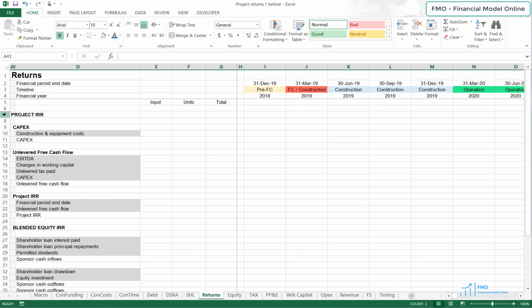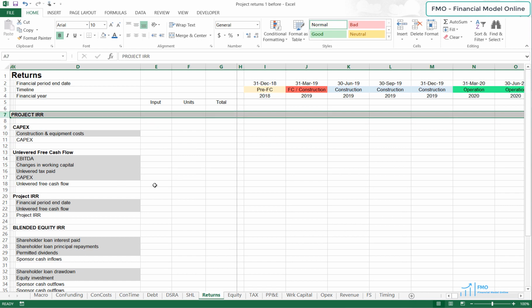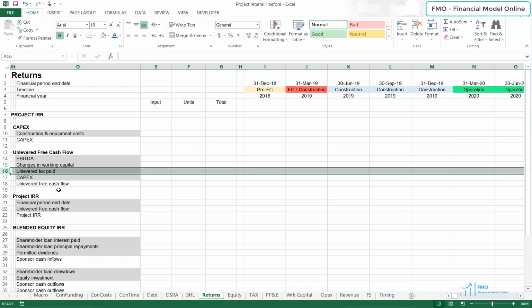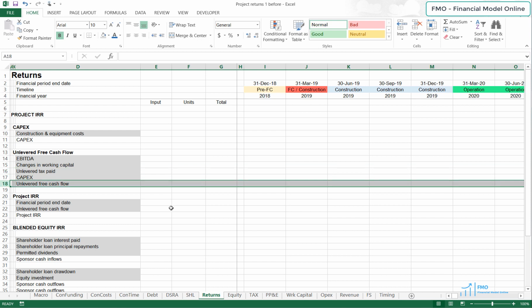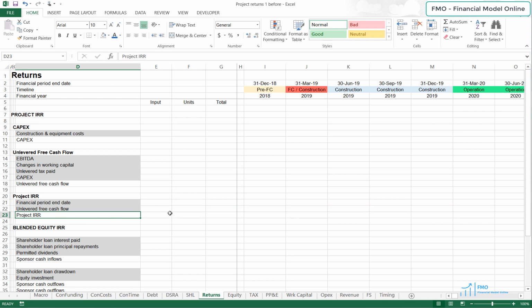However, when it comes to the project IRR, what we have to do is calculate the unlevered tax paid and unlevered free cash flows to the project. The idea is to strip out the debt financing and everything related to the debt financing from the cash flows. And the IRR that we will be getting is called project IRR, or unlevered IRR, or ungeared IRR.